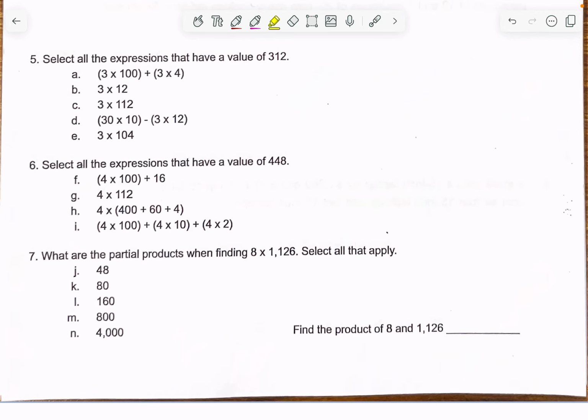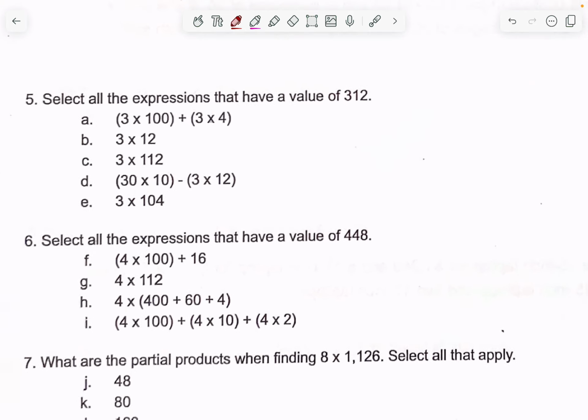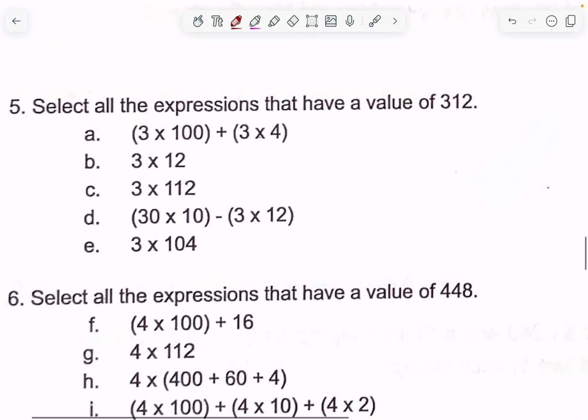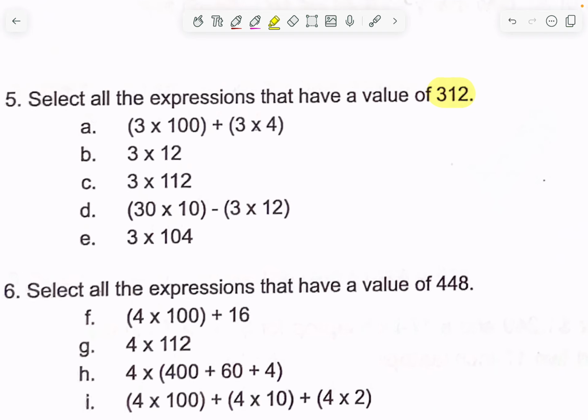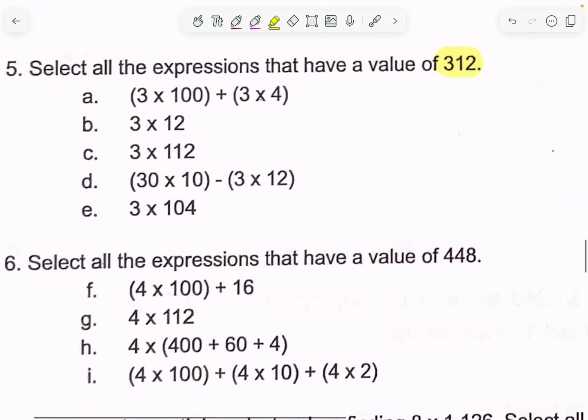All right, for 5, 6, and 7, we're going to go ahead and work on these together. So, for number 5, it says select all expressions that have a value. This is very important, so I'm going to highlight 312. That is the goal of where I want each expression. So I'm going to look through them together. To figure these out, I have to try and solve them.